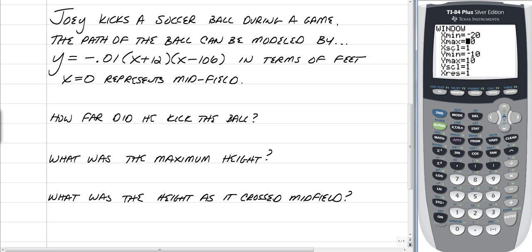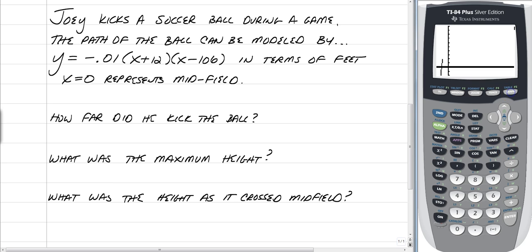And again, I know that the maximum is going to be 106. So I'm going to go a little bit past 110. Now again, as you get better at reading these equations, you'll be able to guess and check a lot quicker. Now our Y minimum, you're not going to kick a soccer ball underground, but sometimes it's nice to be able to see the entire x-axis. And now I have no idea how high he's going to kick the ball, so we're just going to leave a Y max of 10 and just see what this looks like.